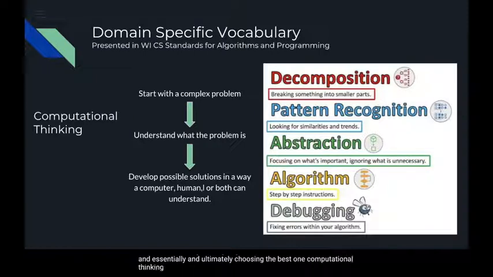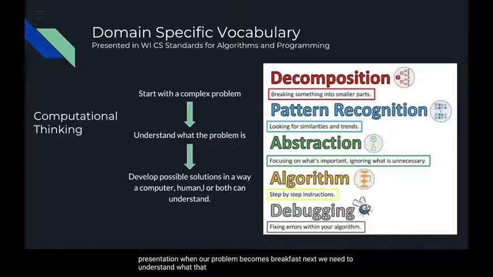The next one is computational thinking. When students think computationally, they have to start with a complex problem. Complex problems and simple problems: what we might think is a simple problem could be more of a complex problem. And I'm going to show you an example of that later in this presentation when our problem becomes breakfast.